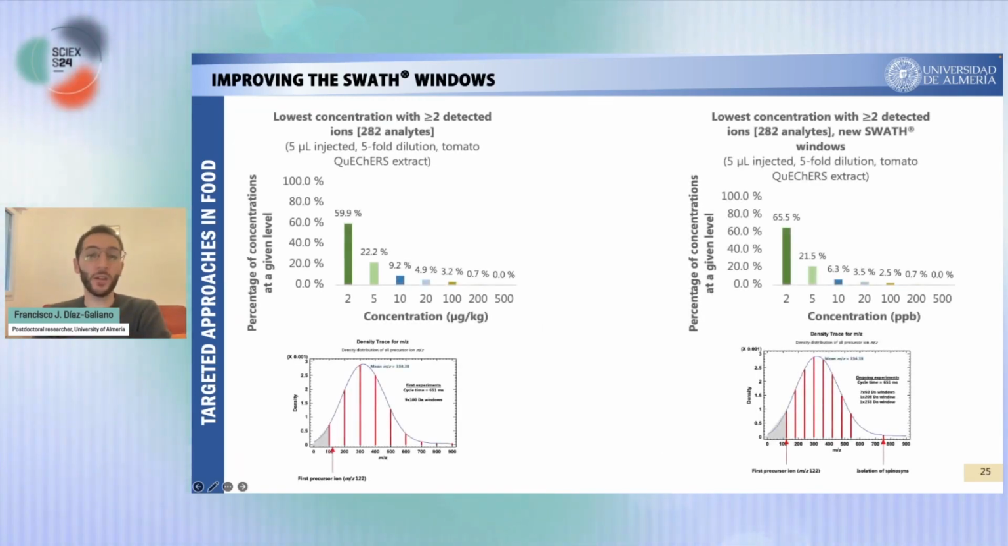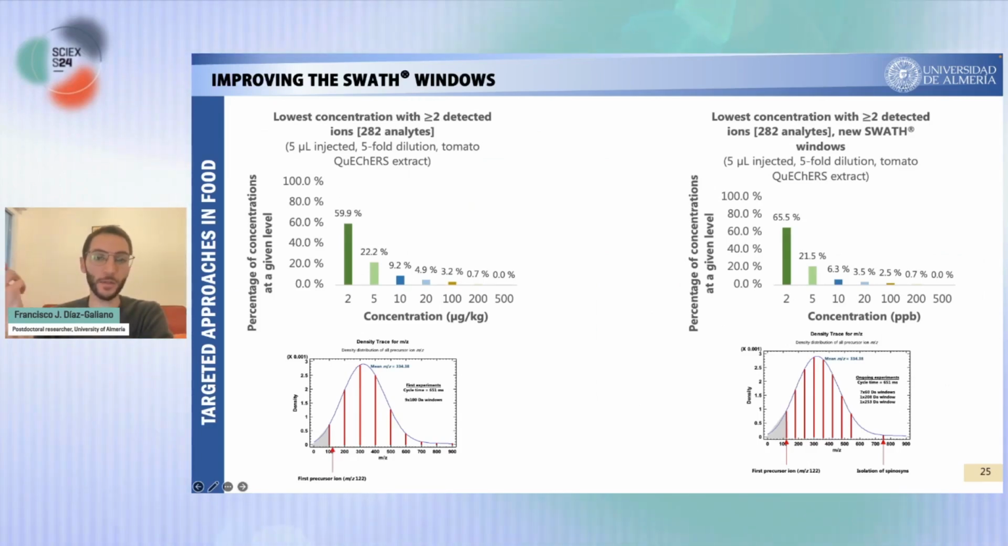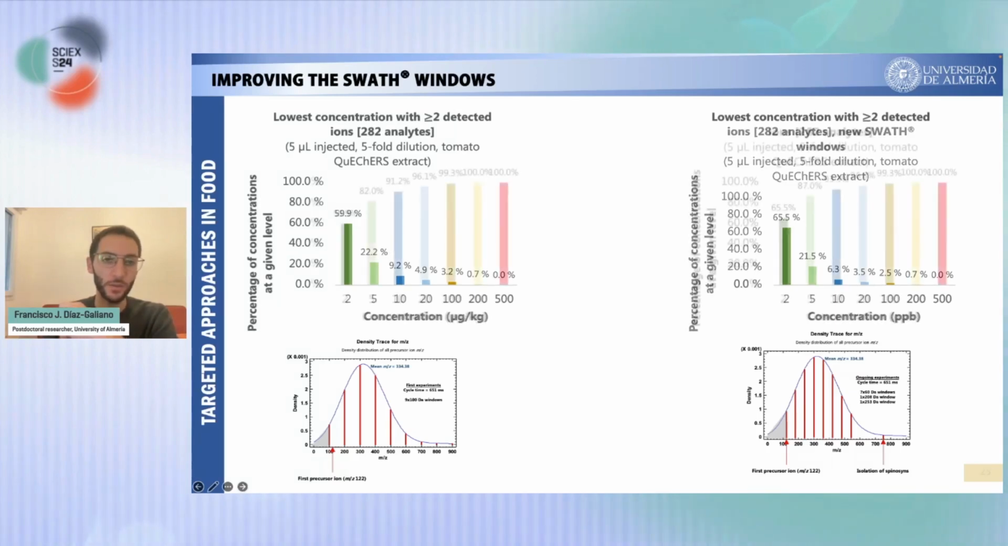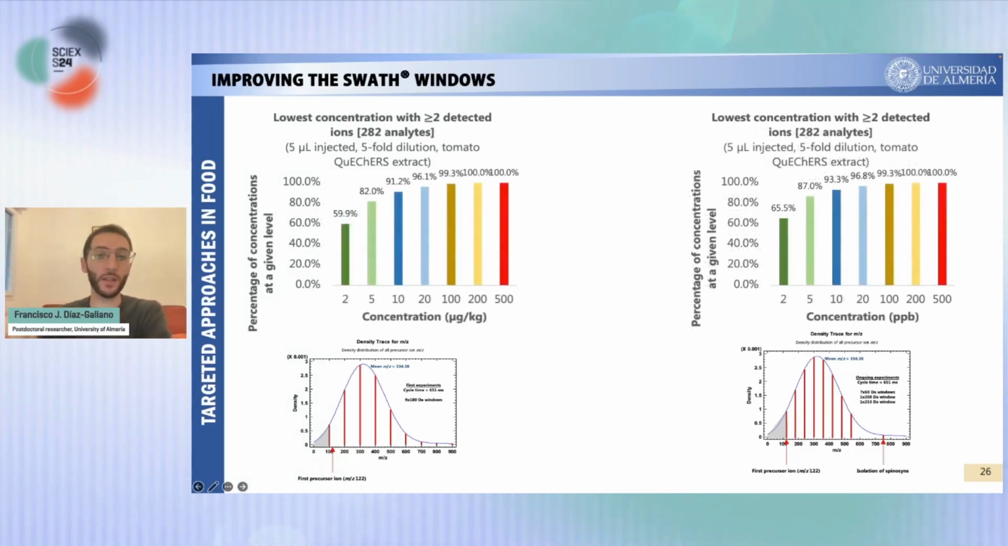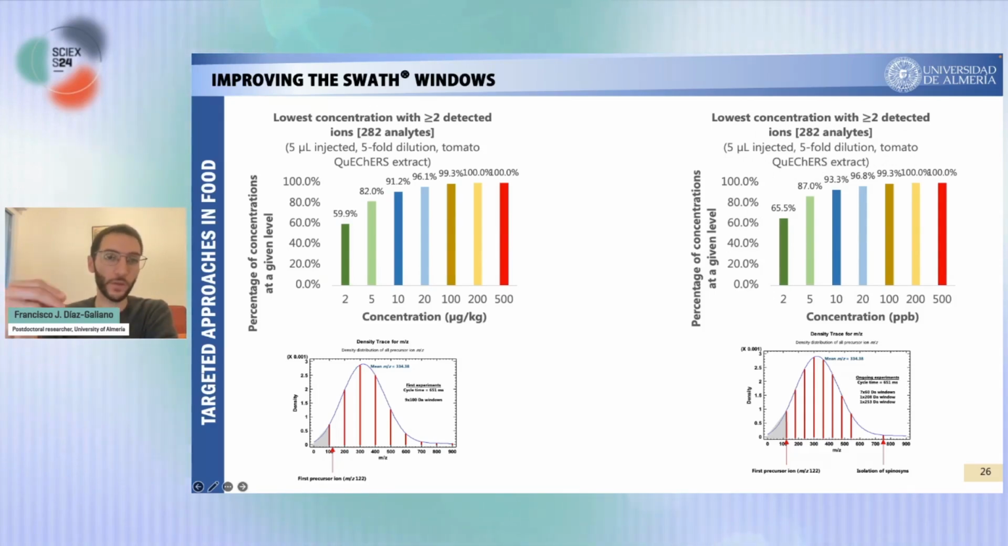And then we reran our experiments of spiked blank tomato QuEChERS extract, and we found a significant improvement in the instrumental LOQs. The new SWATH method resulted in a 5% increase of compounds detected with 2 ions at a concentration of 2 ppb, although it is true that this was not a night and day difference. Considering this very small change that we made to the method, we were very satisfied with the results. And again, when looking at the cumulative data, you can see that now we are at 87% of all compounds with 2 good ions at the 5 ppb level.